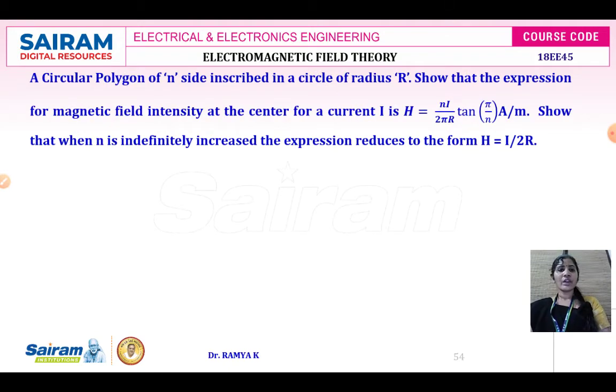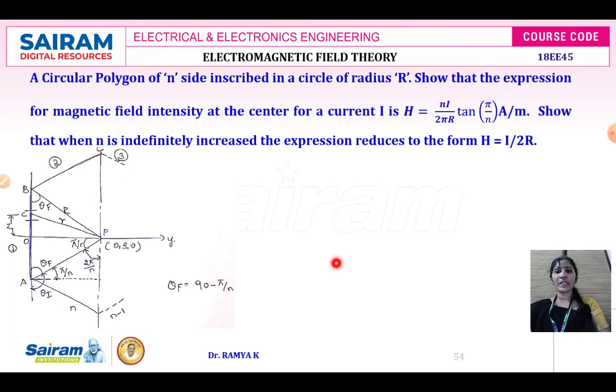Now here we'll have a circular polygon. We are having a circular polygon of n sides inscribed in a circle of radius r meter. Show that the expression for the magnetic field at the center for a current I is H is equal to nI divided by 2 pi r tan of pi by n ampere per meter. Show that when n is indefinitely increased, the expression reduces to the form H is equal to I divided by 2r.